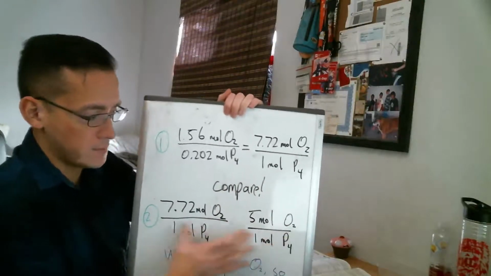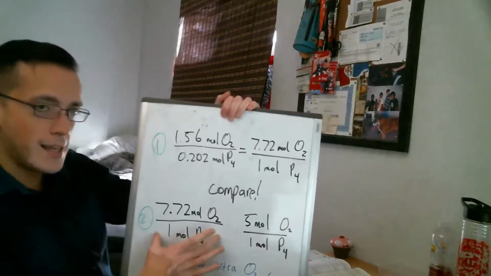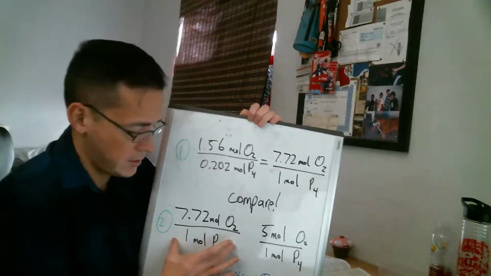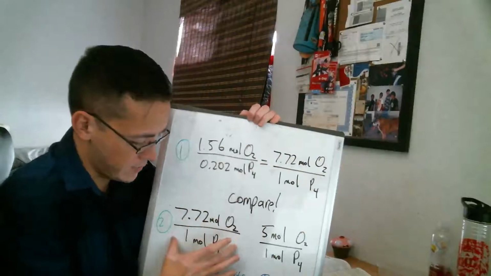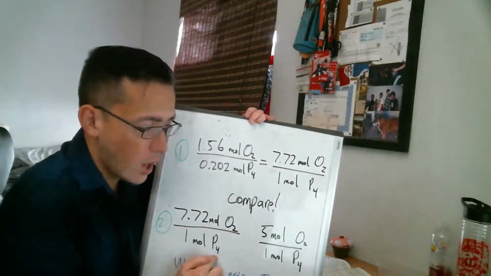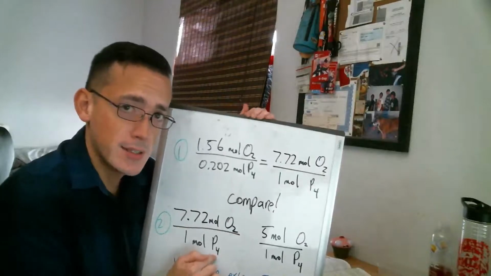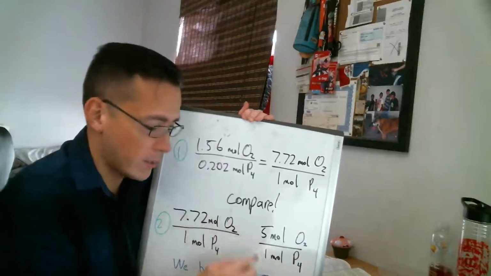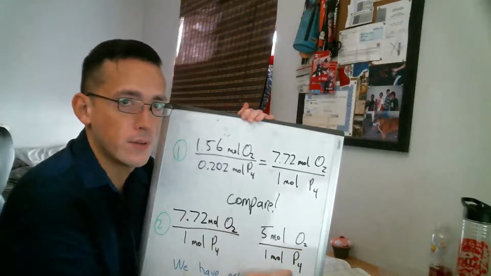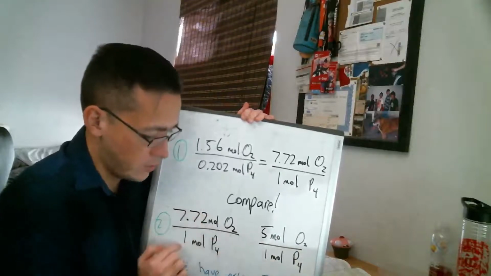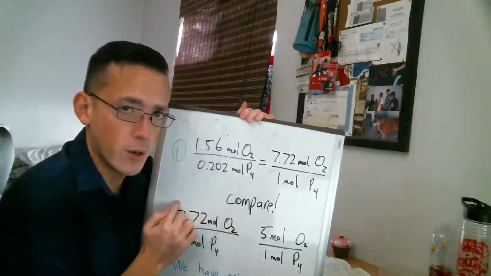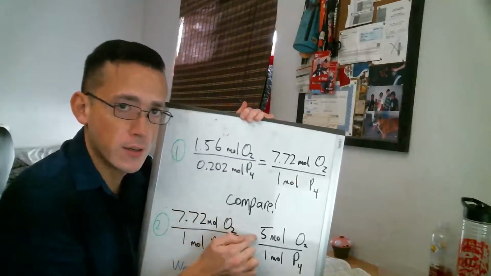So that's what I'm doing here. This is the actual stuff that we have based off of our 25 grams and our 50 grams. This is based off of the math we just did. 7.72 moles of O2 for every 1 mole of P4. Our balanced chemical equation says to do this correctly, we only need 5 moles of O2 for every 1 mole of P4. Okay, 7.72 to 1, 5 to 1.